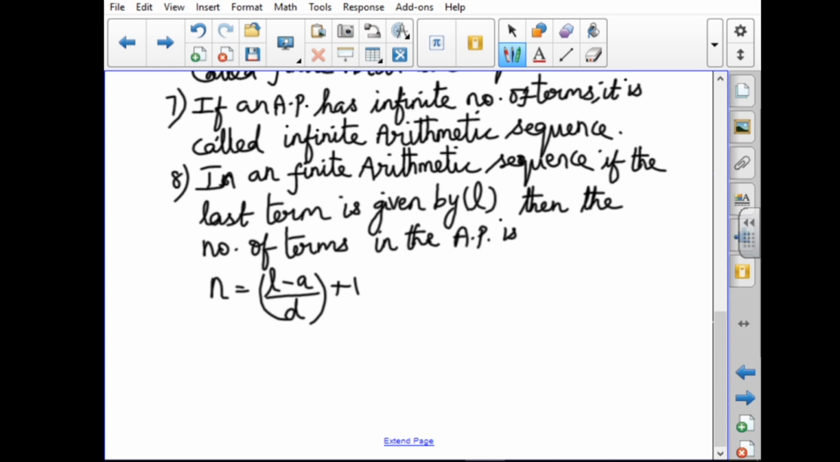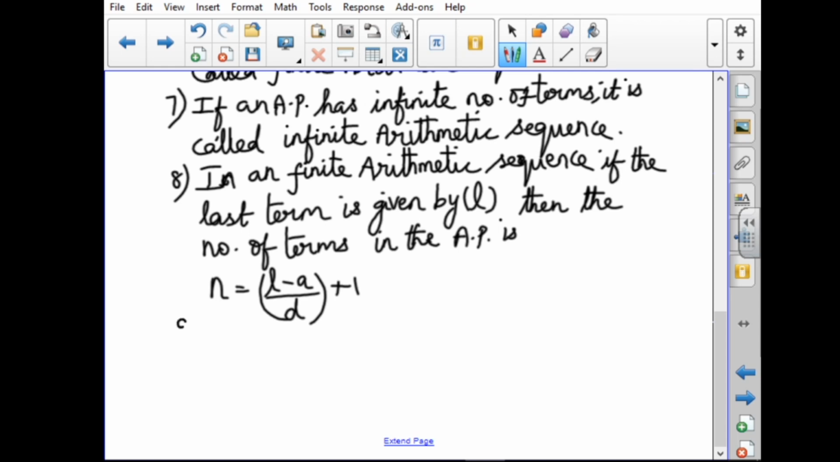In the finite arithmetic sequence, the first term will be given, and the common difference we find as T2 minus T1. The last term is given as L, which means the number of terms in the arithmetic progression is n equal to L minus A by D plus 1.